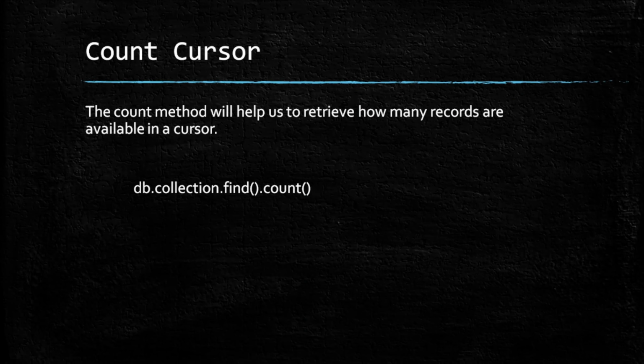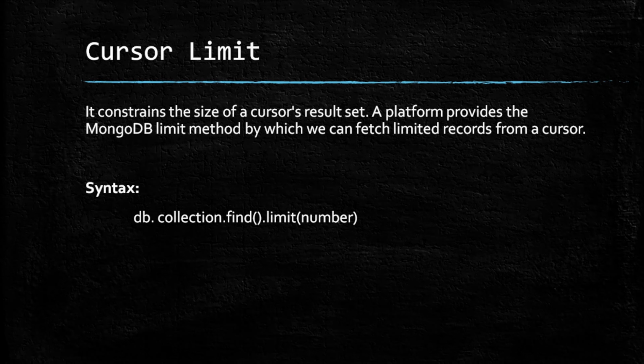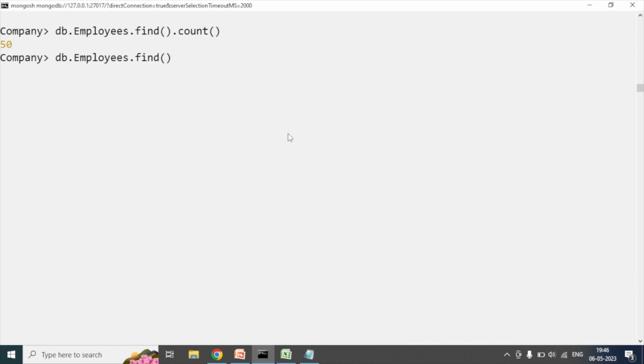Again, I come to our slide to understand other methods. This is the cursor limit. It limits the size of the cursor's result set. MongoDB provides the limit method, by which we can fetch limited records from a cursor. The syntax we can use is db.collection.find, then after that we will use the limit method. Then we will pass a number. Whatever number we pass into this method, that many documents will be returned to our shell. Without the limit method, we get 20 documents on each request.